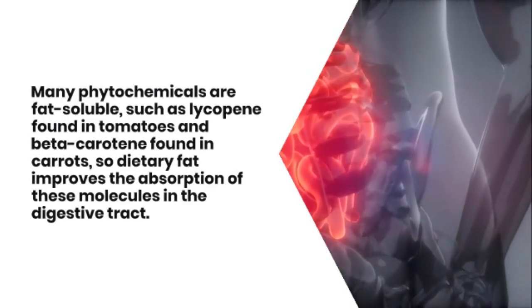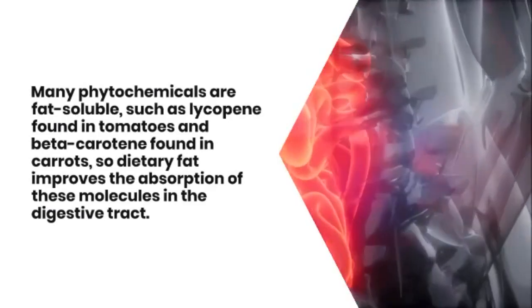Many phytochemicals are fat soluble, such as lycopene found in tomatoes and beta carotene found in carrots. Beta carotene is an example of vitamin A. Lycopene also is related to vitamin A. So you can see A is the fat soluble vitamin, right? So that's why the body, fat can actually take it.